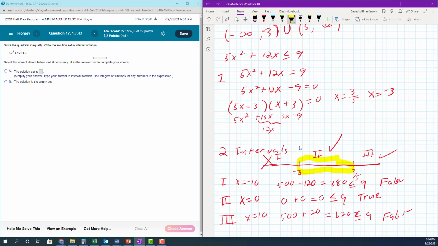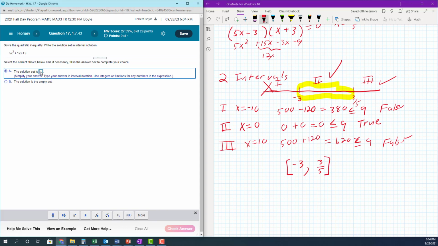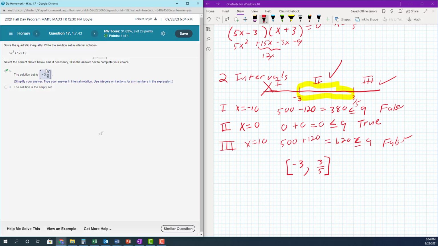Now notice it is a non-strict inequality, so we want to include the -3 and we want to include the positive 3/5. So our solution in interval notation will be bracket -3, comma 3/5, bracket. And I really hope this works. Bracket -3, comma 3/5, just space it over, bracket, and it was right.